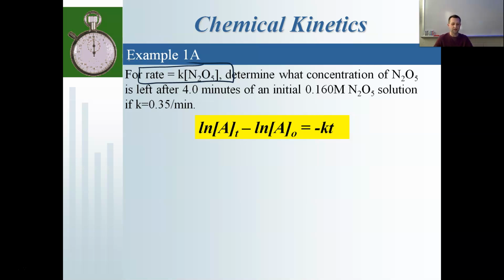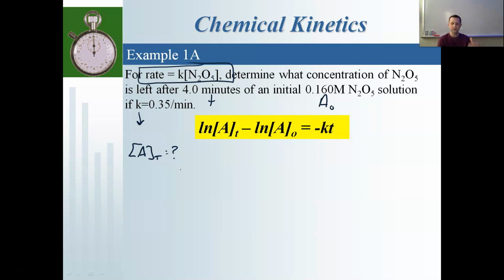Let's go ahead and label everything that we have here. We have 4 minutes, so that is time t. We have an initial concentration, so that's going to be A sub 0. And we have our rate constant k. Okay, so we have that. What don't we have here? Looks like we do not have the A sub t. All right, so A sub t is our question mark. So what we want to do is plug all this into our integrated rate law, and we want to solve for A sub t.